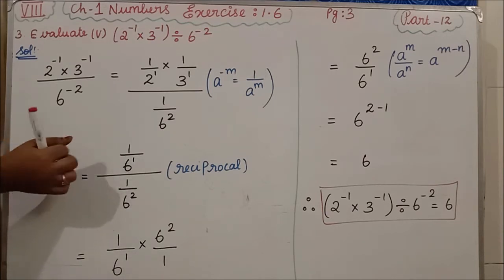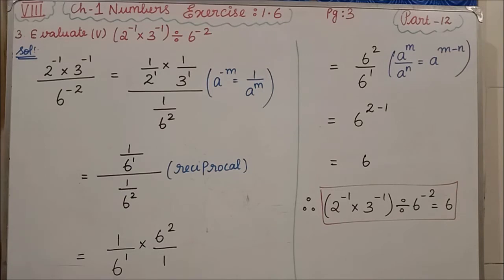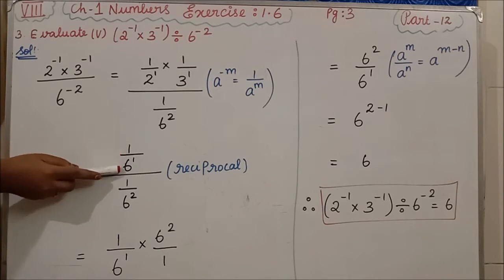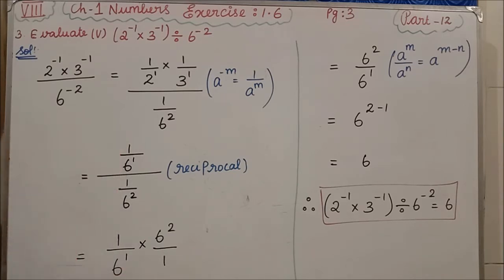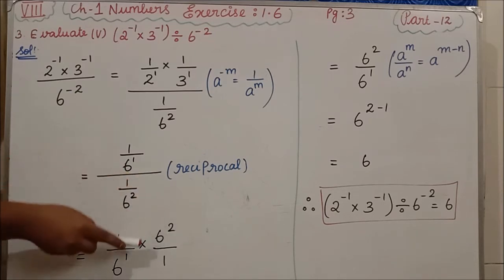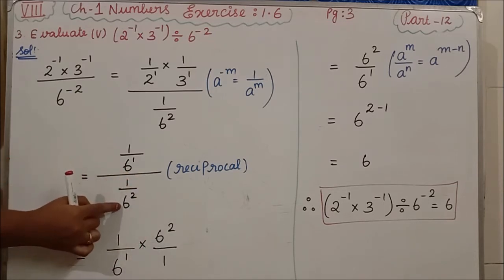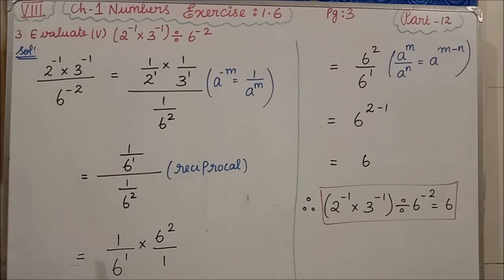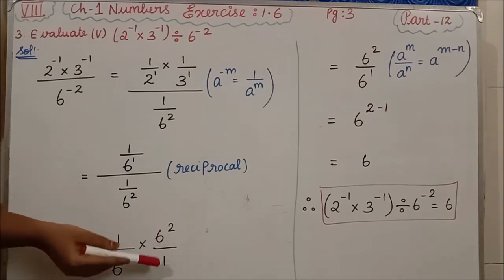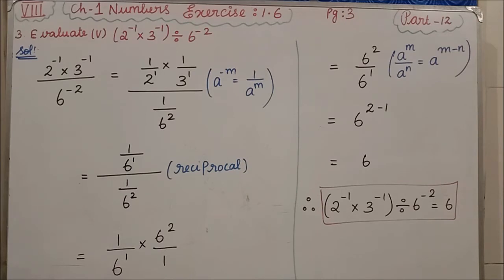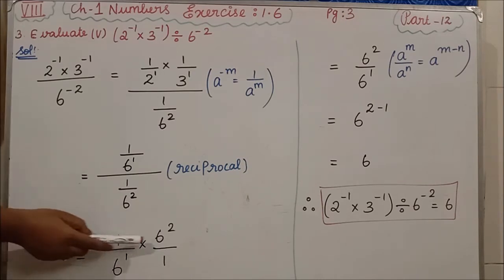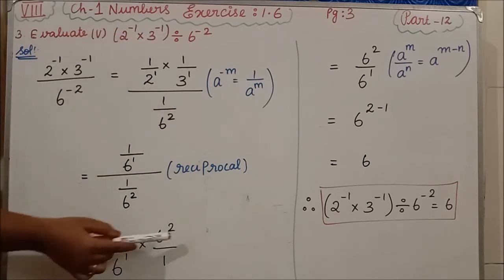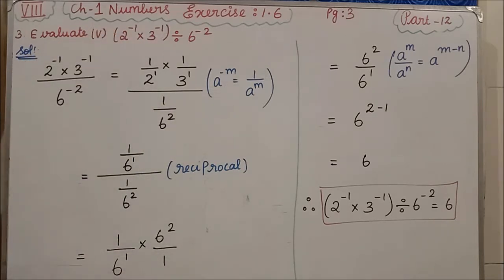Here now, for the numerator we are having another denominator, so it will become what? Reciprocal. See, the numerator 1 divided by 6 power 1 I have written as such. This division will become multiplication. Then the denominator part we have to do the reciprocal. Isn't it? So 6 square by 1 I have got. Here the next step, how we have to write? 1 into 6 square is 6 square divided by 6 power 1 into 1 is 6 power 1. Clear all of you?